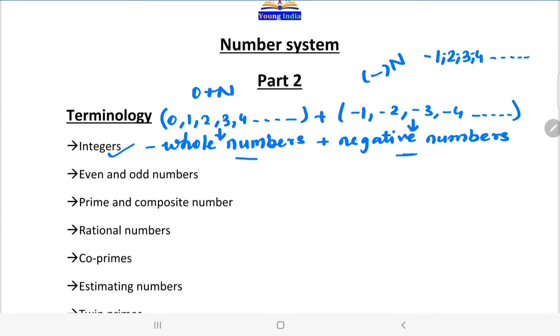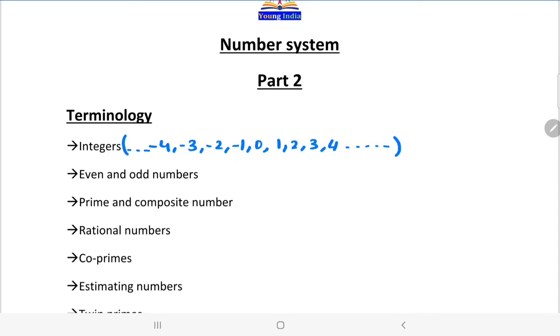So this is what integers is. So this is how we will write integers in an order. Now if you just see till here, it is negative numbers. So these are all negative numbers. And if you see, this is all whole numbers. When you combine them, you get integers. To write integers in order, we have to write like this, which means this side also it is infinity, this side also it is infinity.